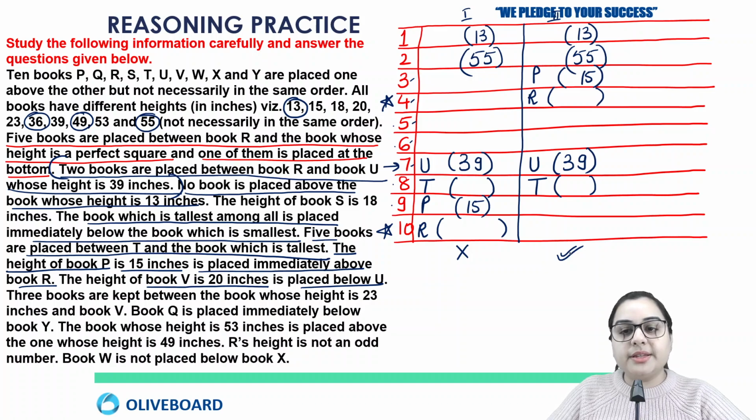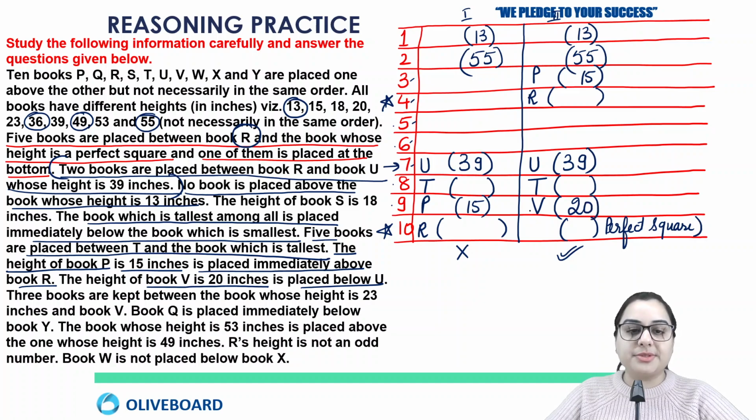Now in the second case, where I should be writing book V and 20 inches, it can be either on 9th or 10th. But on 10th position we have to write a perfect square. If you remember the first line, there are 5 books between R and the book whose height is a perfect square. So on the 10th position here we have to write a perfect square. Okay, so 20 inches cannot be written on 10th position. So this V and 20 inches will be written on 9th position. I hope you are clear till now.